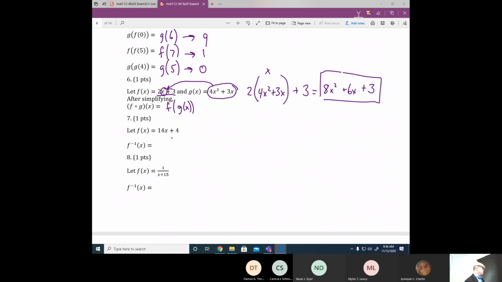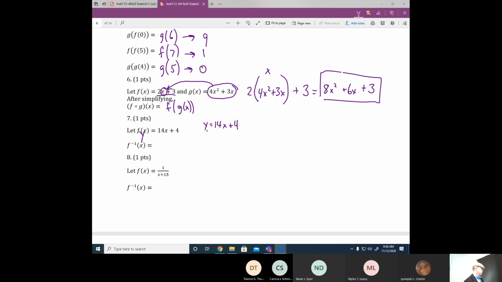Now we get to the inverse. Remember what we do for inverse? We turn this into a y and then solve for x in terms of y. So y equals 14x plus 4. Whatever number I take, I multiply by 14 and add 4 to it to get y.